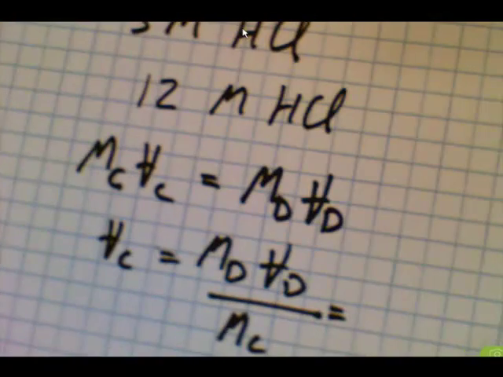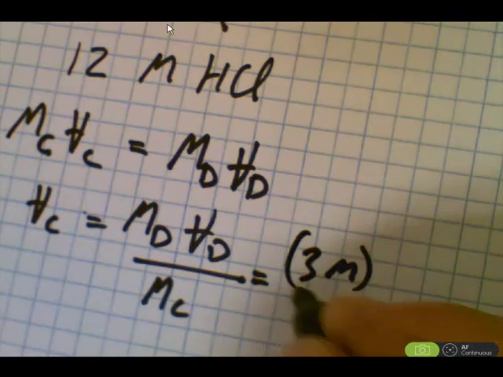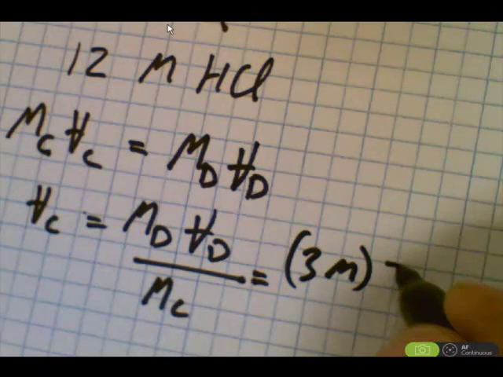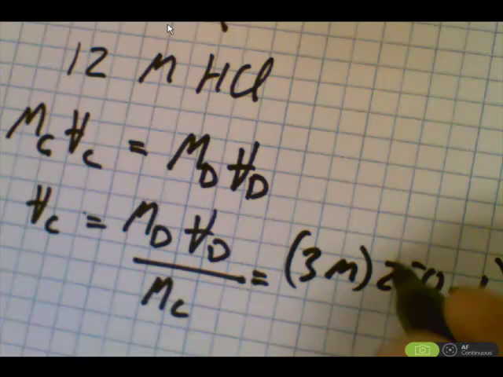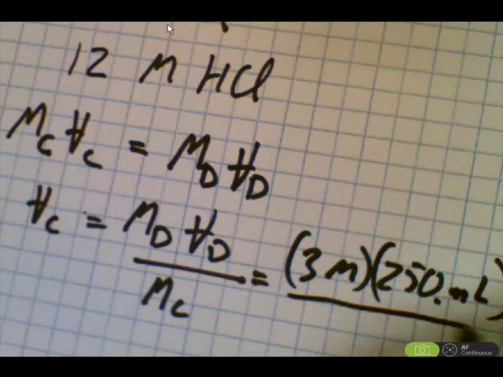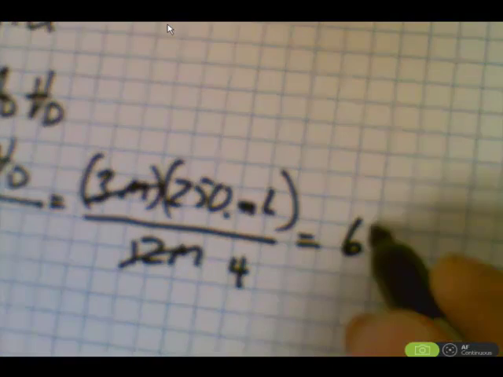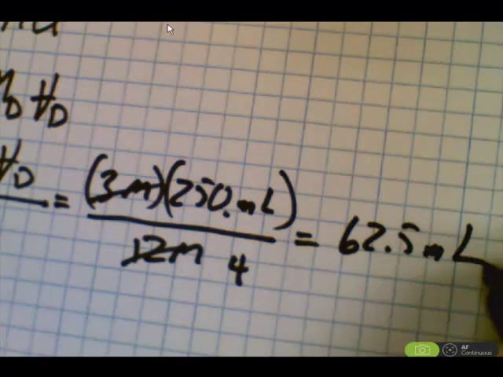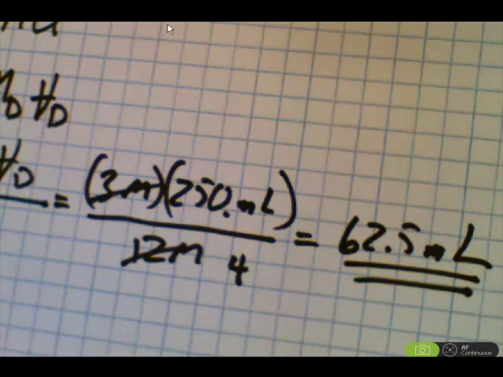So in my situation, I can put numbers to this. 3 molar is the molarity of the dilute solution I'm going to make. I want to make 250 milliliters of it. And the concentrated solution had a molarity of 12 molar. Well, 12 divided by 3 is 4, so I really have 250 divided by 4, and that comes out to 62.5 milliliters. That's how much concentrated hydrochloric acid I'm going to need to create my 250 milliliters of dilute hydrochloric acid.